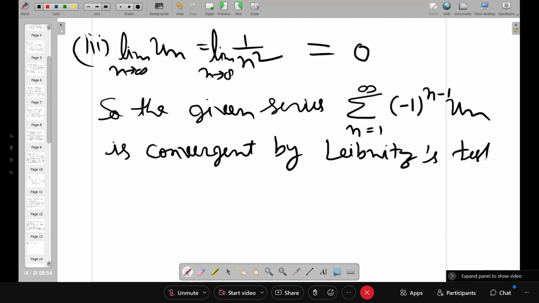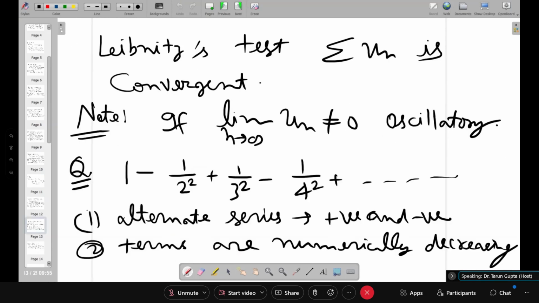By Leibniz test or alternating series test, whatever you want to write. If an alternating positive-negative term series is given, then you apply the Leibniz test. First you have to see whether the terms are numerically decreasing or not. If the terms are numerically decreasing, then you find out what is un, then you take the limit of un. If the limit of un is 0, then the given series is convergent.